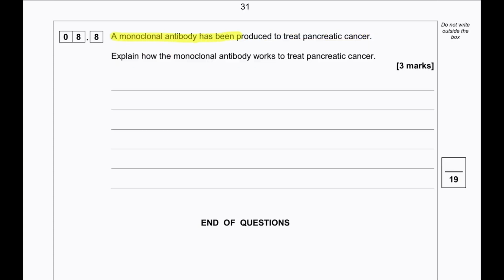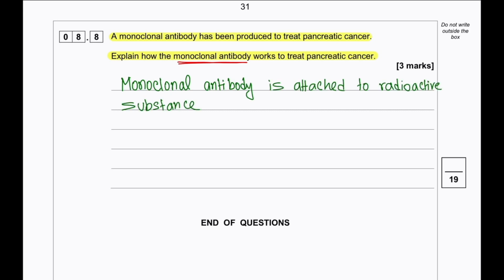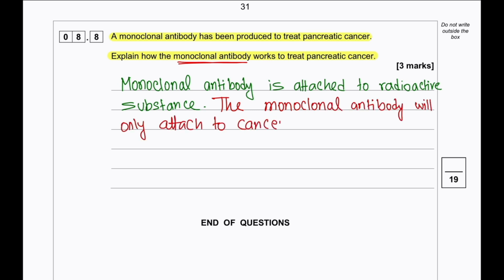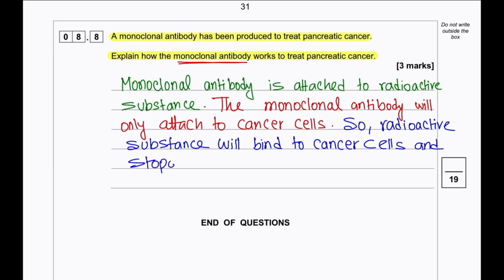A monoclonal antibody has been produced to treat pancreatic cancer. Explain how the monoclonal antibody works to treat pancreatic cancer. First of all, we need to understand that this is an antibody that is against a particular protein. So what a monoclonal antibody can do is we can attach it to a radioactive substance or a toxin. Because this antibody is very specific, the monoclonal antibody will only attach to the target antigen on the cancer cells, and the radioactive substance or the drug or the toxin will bind to that particular cell and stop them from growing or dividing.